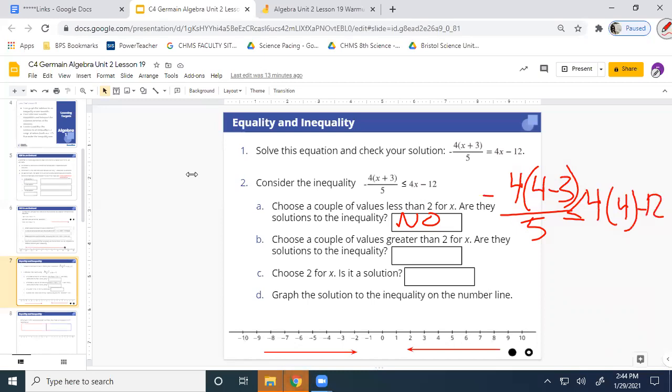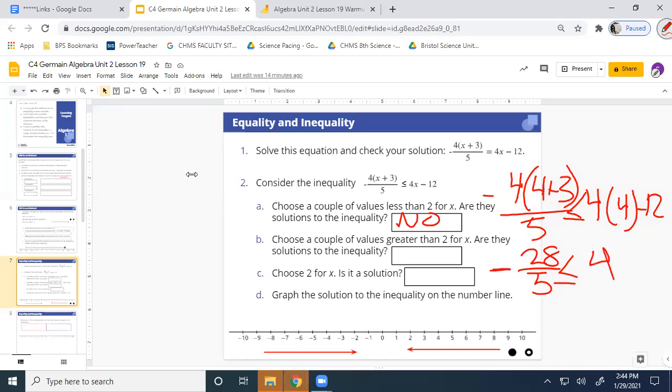Okay, let's do the left side first. 4 minus 3 is 1. 4 times 1 is 4. Plus 7 times 4 is 28. Divided by 5 is negative. Less than or equal to 4 times 4 minus 12 is 4.